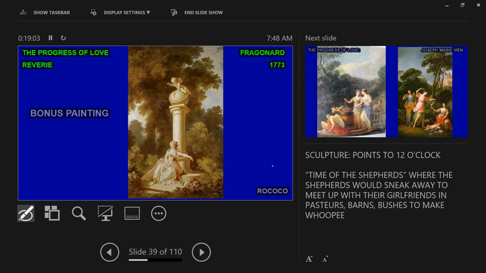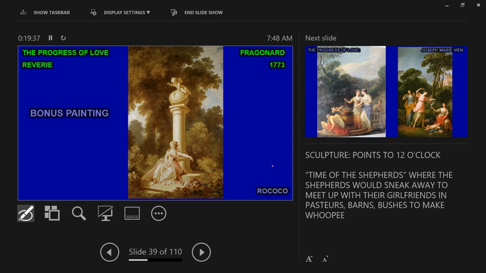And the time here is 12 o'clock, and that is the quote time of the shepherds, unquote. And 12 o'clock is where shepherds would sneak away to meet up with their girlfriends in pastures, barns, bushes to make whoopee. Now, if you look at her right there, and she's sitting at the base of this very phallic sculpture, this column in the middle of nowhere.